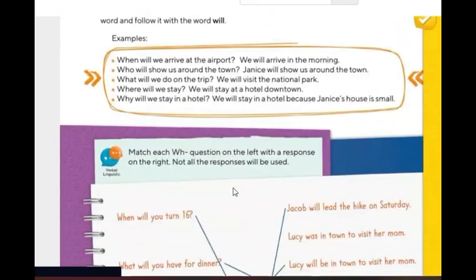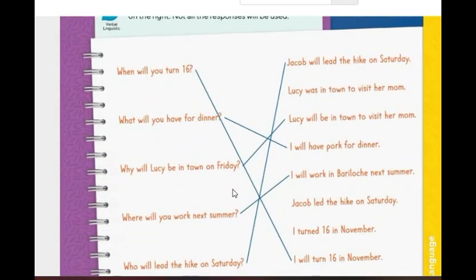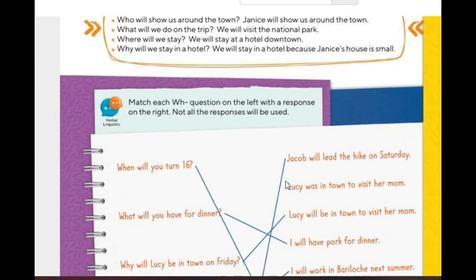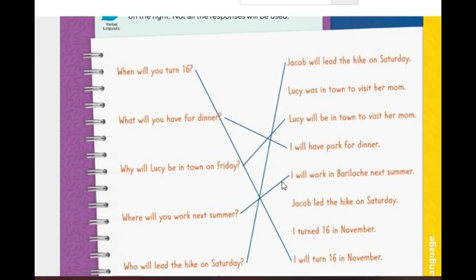In the next page we have the answer of WH question with future tense. In this one we have check, please guys. Listen, in this one you have to find the sense of the sentence. So for example, where will you work next summer? It could be I will work in Bariloche next summer. So here we have the answer.